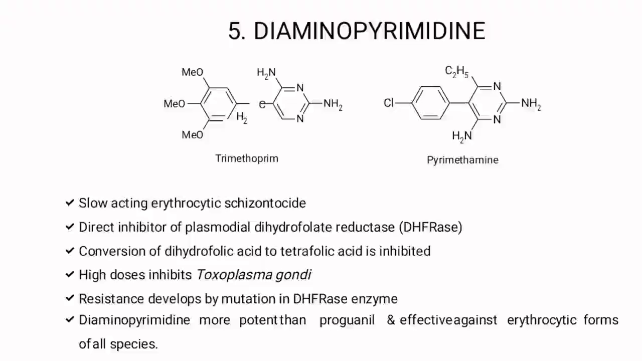High doses also inhibit Toxoplasma, and resistance develops by mutation. The resistance happens by the same means as we saw earlier. A mutation of the DHFR enzyme happens, which does not allow the diaminopyrimidine derivatives to enter and bind to the active site, and the remaining synthesis of DNA by the parasite can easily happen.